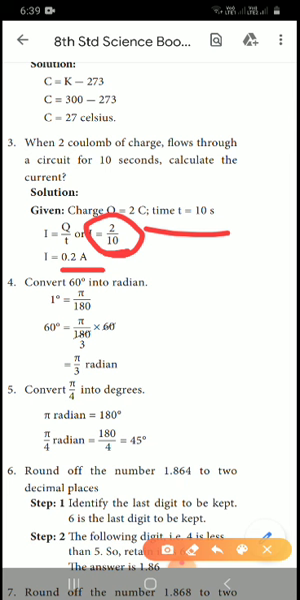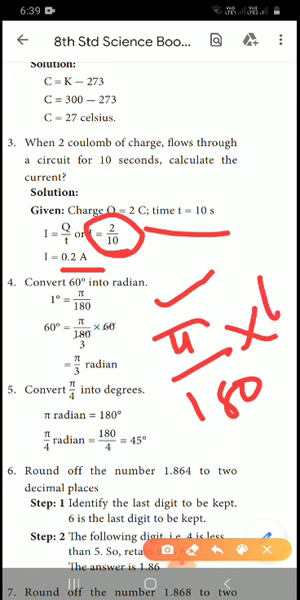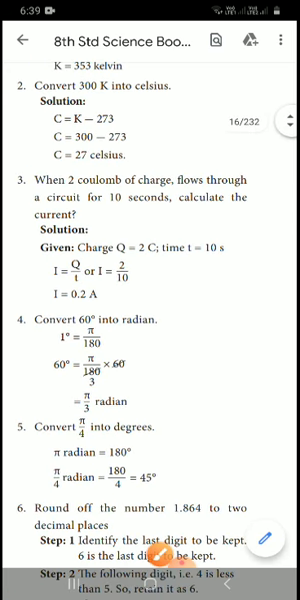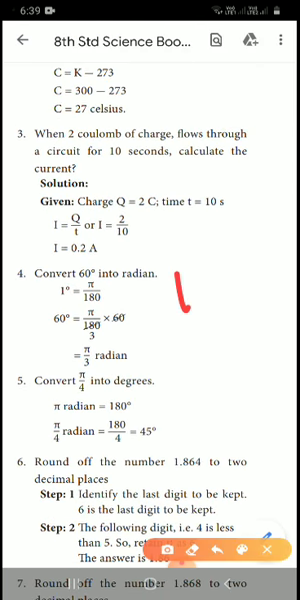Next, 60 degrees into radian, how can we calculate? Multiply pi by 180 into 60. So 60 divided by 180, 3 ones are 3, 3 sixes are 18, so it reduces, and the answer is pi by 3. What is the answer? Pi by 3 is the answer.